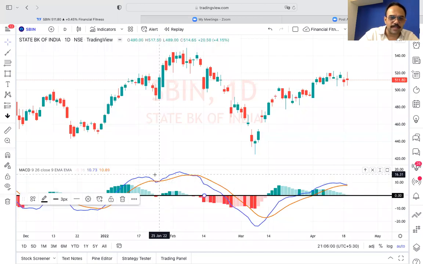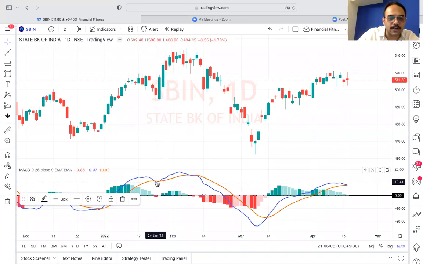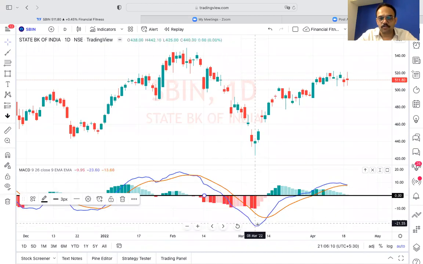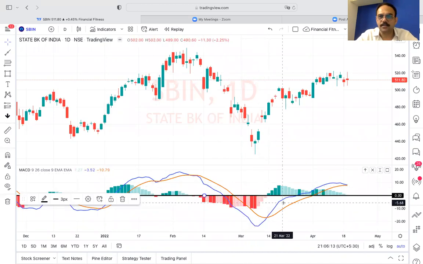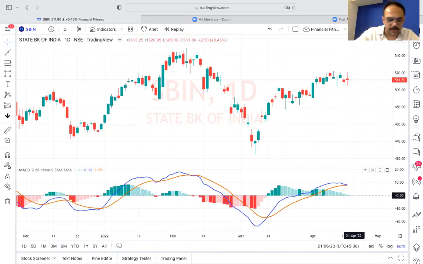This crossover is happening with MACD crossing above the signal, above the 0 line. We will not consider this crossover. We will only consider the crossovers which are happening below the 0 line. Everyone okay? Yes? So we have to take only those.